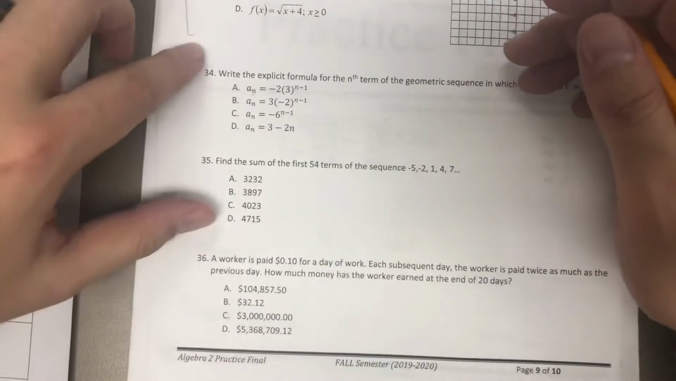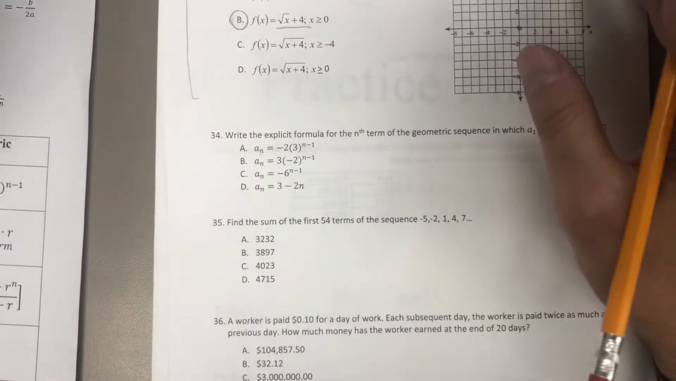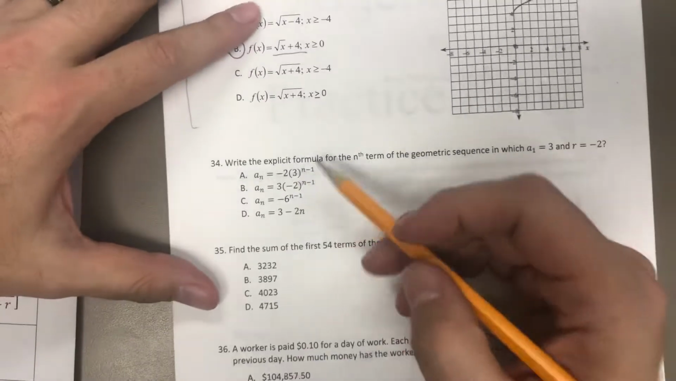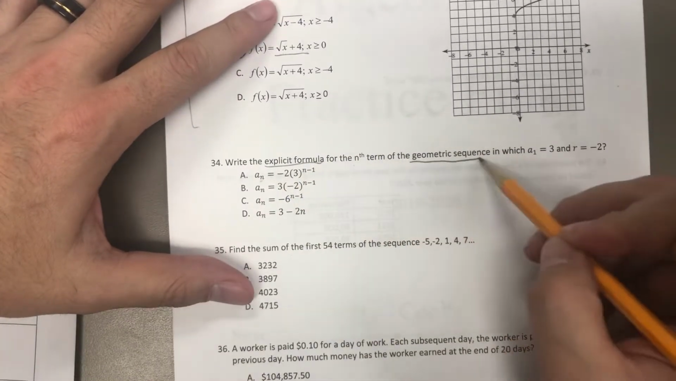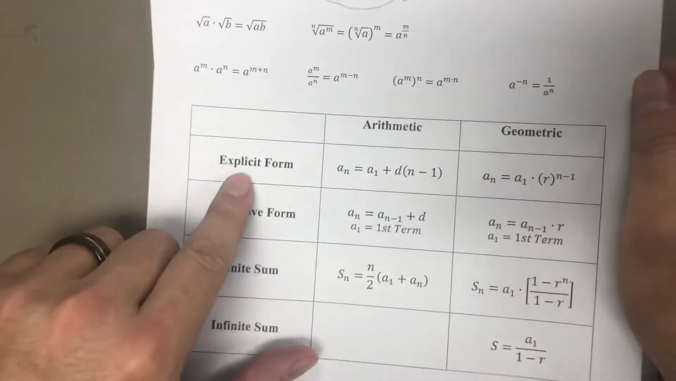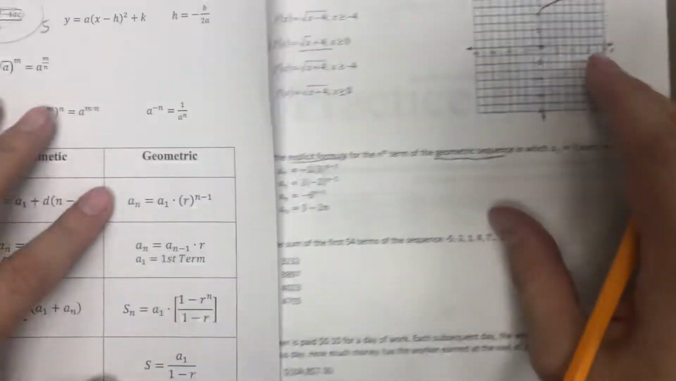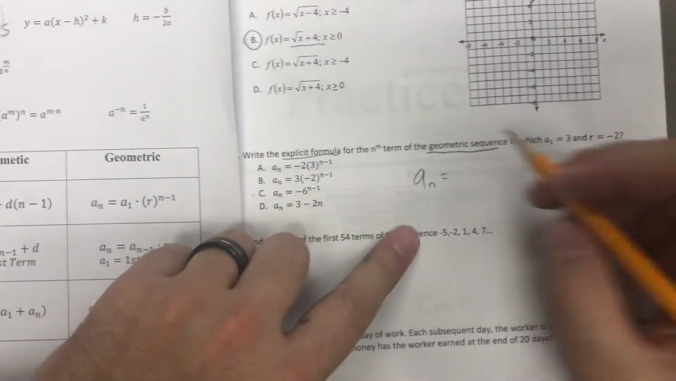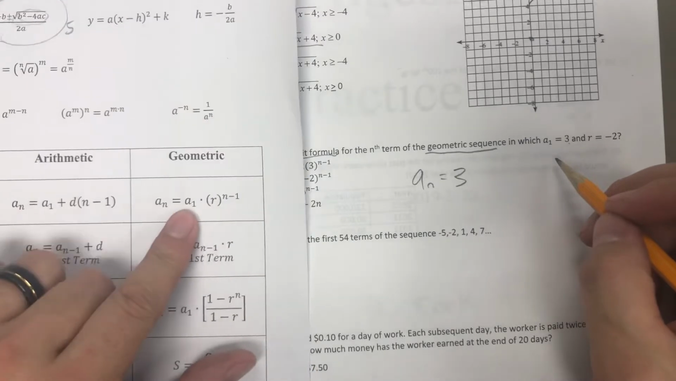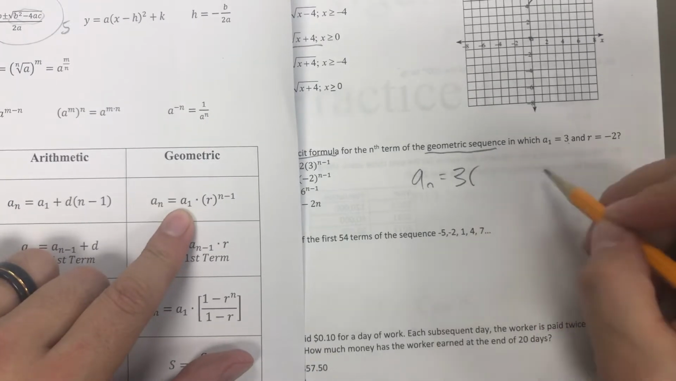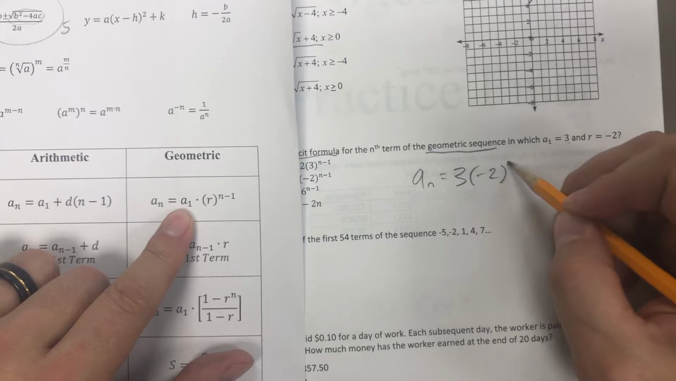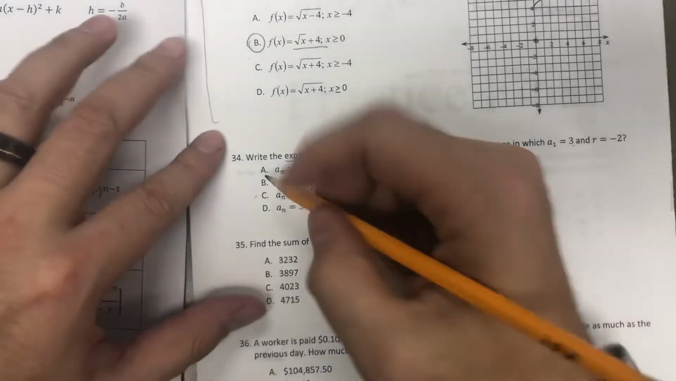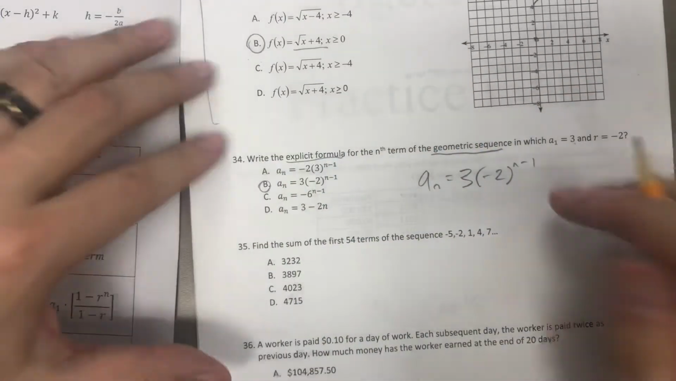Now we move on to Unit 5, which is the stuff that should be more familiar to you because we just went over it, just tested on it. Write the explicit formula of the nth term of a geometric sequence. So explicit formula for a geometric sequence, that's this one. So I have a_n is equal to the first term, which is 3, a1 equals 3, and then times the common ratio, which is -2, raised to the power of n minus 1. So 3 times -2 to the n minus 1, that's B. So B is our answer for that one.